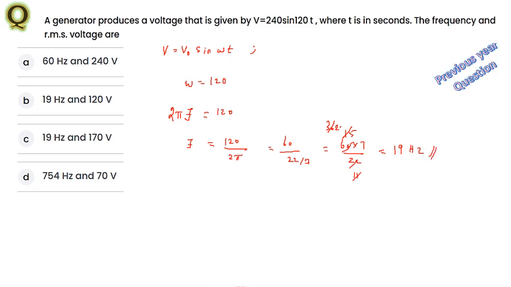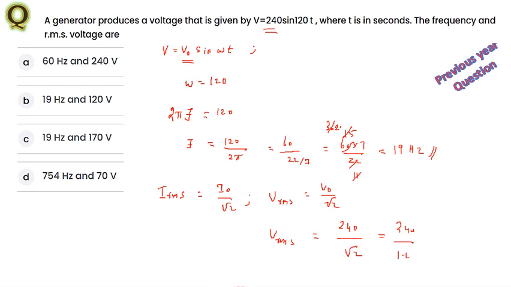And what they are asking, RMS value. In case of I, RMS will be equal to I naught divided by root 2. But here what they are asking, VRMS also the same, V naught divided by root 2. Already we know this one. From here, the V naught value here is 240. Now substitute this value, VRMS will be equal to 240 divided by root 2, or even you can mention here 240 divided by 1.414.